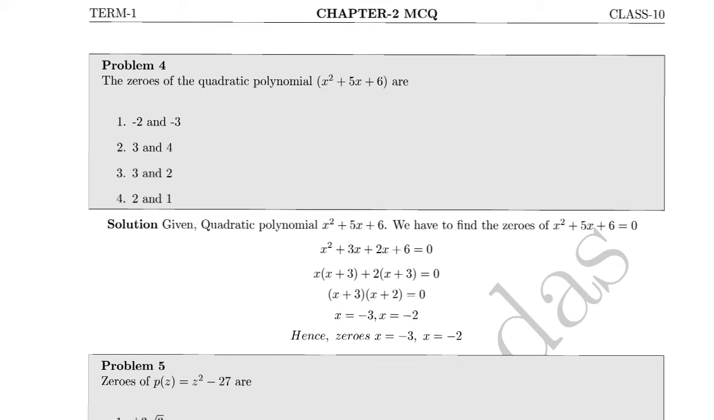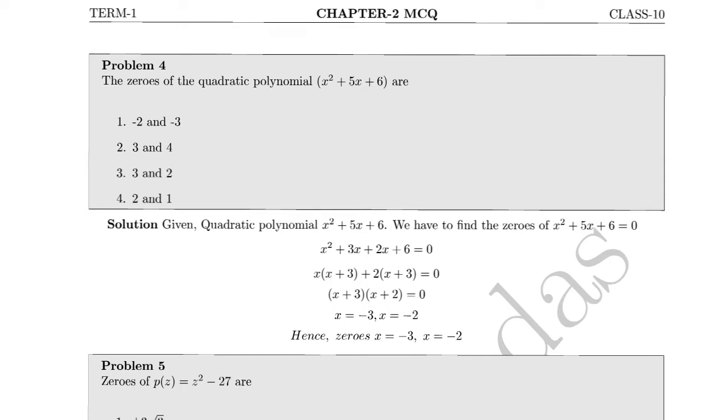Now we'll see problem number 4: the zeros of the quadratic polynomial x square plus 5x plus 6 are. The question asks what are the zeros of this polynomial, and the options are minus 2 and minus 3, 3 and 4, 3 and 2, and 2 and 4. Let's see the solution. The quadratic polynomial x square plus 5x plus 6 is given and we have to find its zeros. Then we'll put x square plus 5x plus 6 equal to 0.